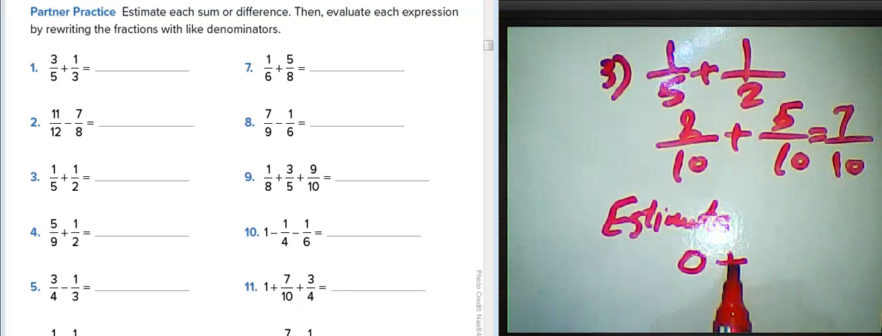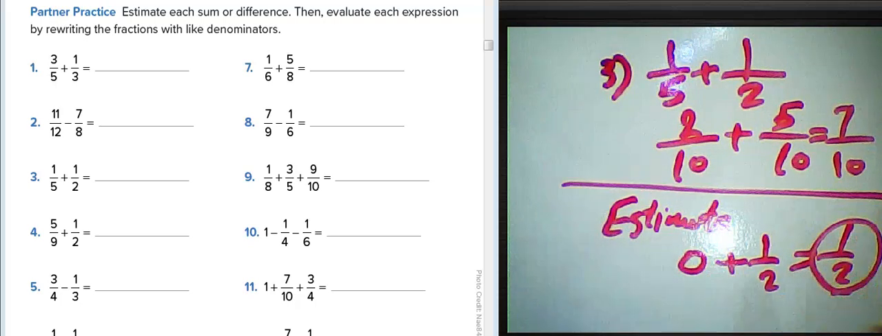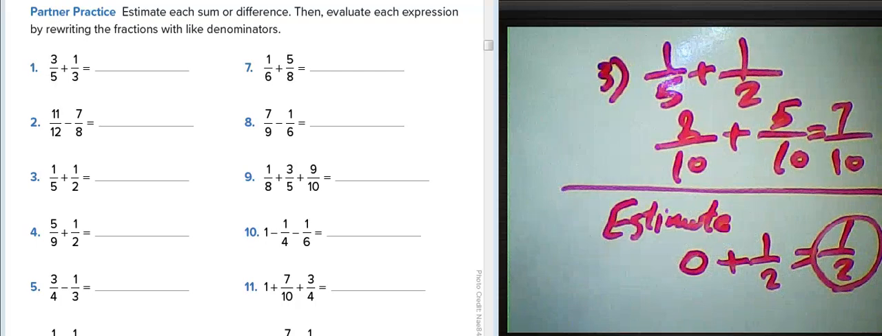And what about the estimate? 1 over 5 is nearest to 0. 1 over 2 will be half. The estimation will be half for this example. It's near the actual number. Look at the next question here.